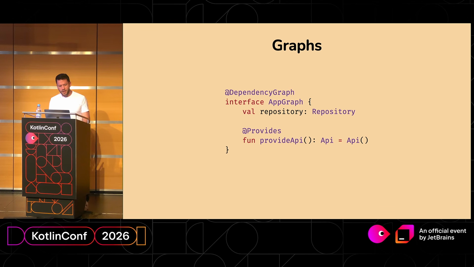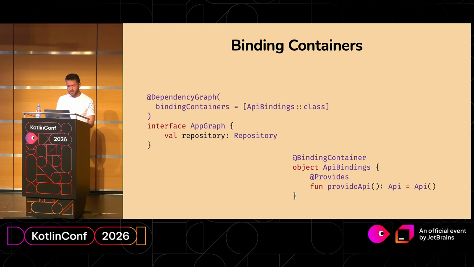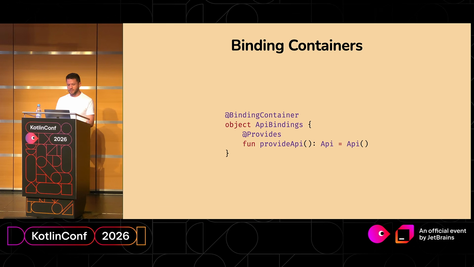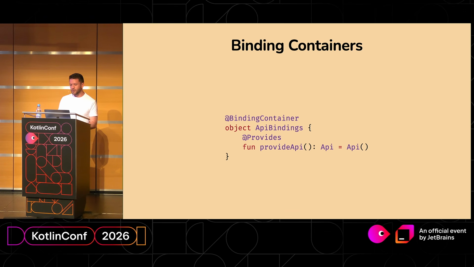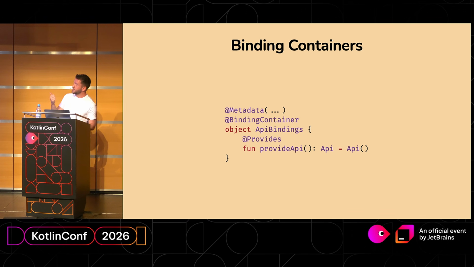So we don't always need to define these functions in the graph interface itself. Metro also supports something called binding containers, which are basically like modules in Dagger, and allows them to be sort of separated, composable, and also truly stateless. Metro, in this scenario, records extra metadata about stuff in this class. Specifically, we use an API in Kotlin C to add our own custom metadata to the metadata annotations.